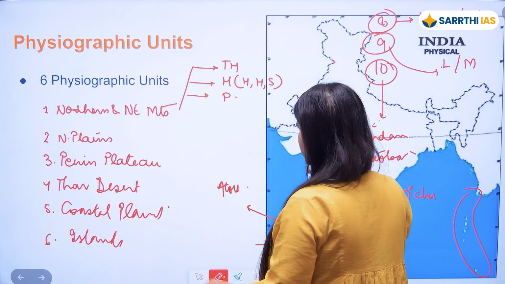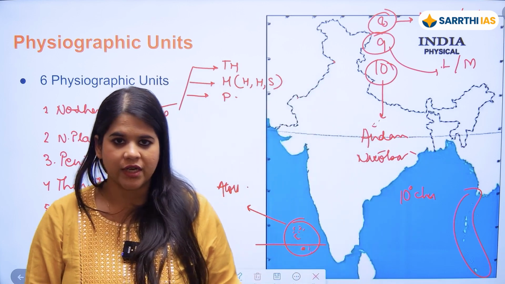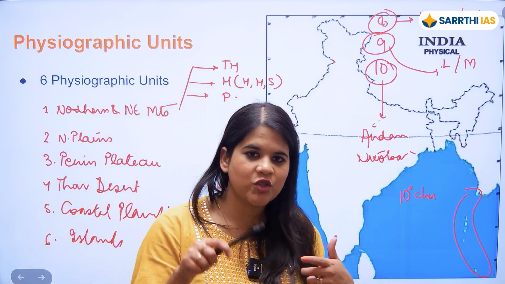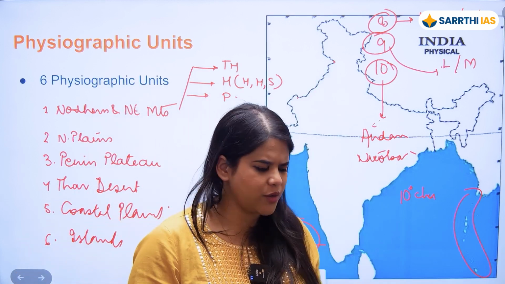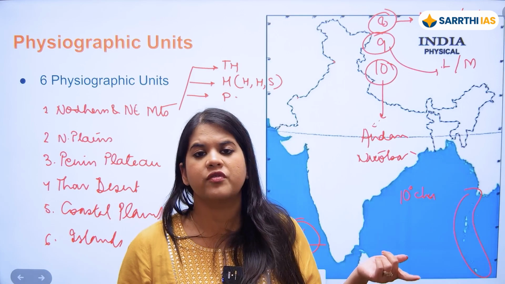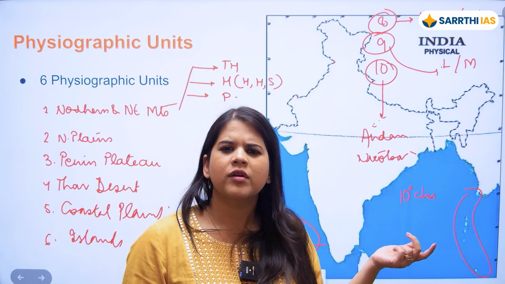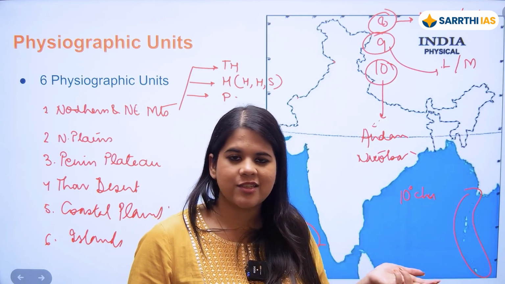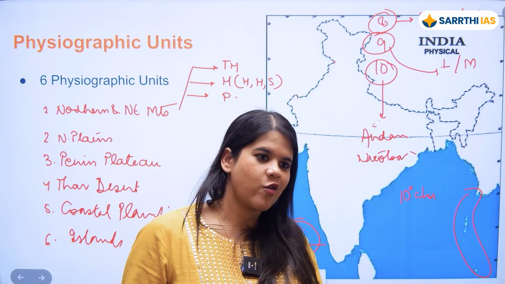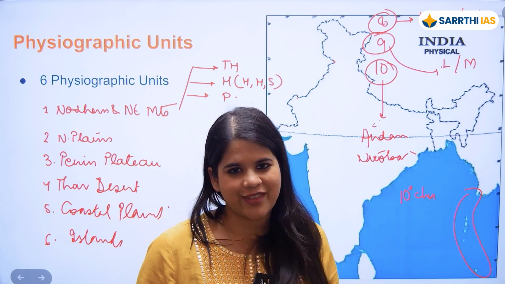So these are the 6 physiographical units of India. One by one, we will look at them in the upcoming lectures. We'll talk about the different ranges of India. We'll talk about a lot of other things, the drainage system of India, important lakes of India, and important peaks, passes, and everything of India.